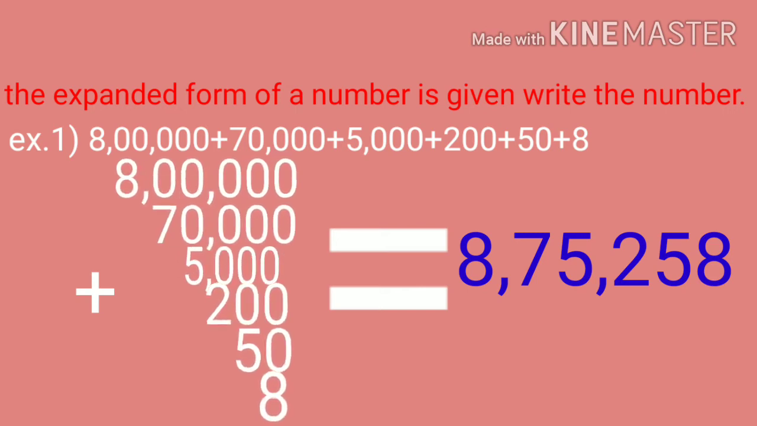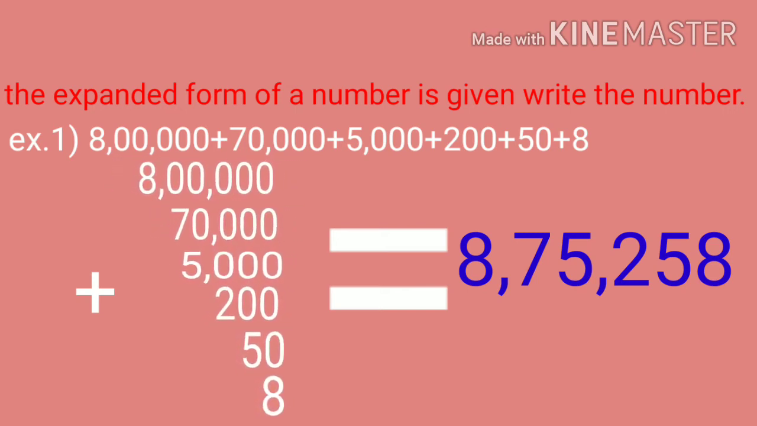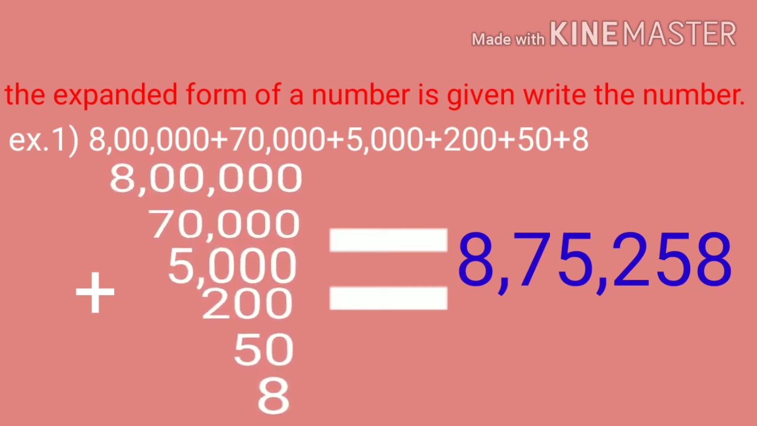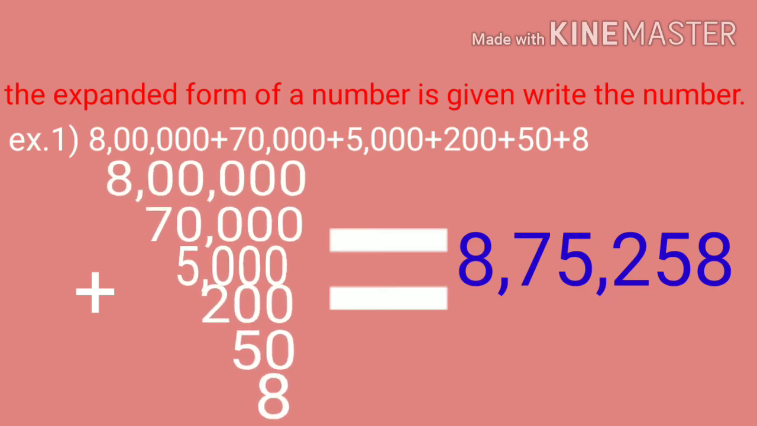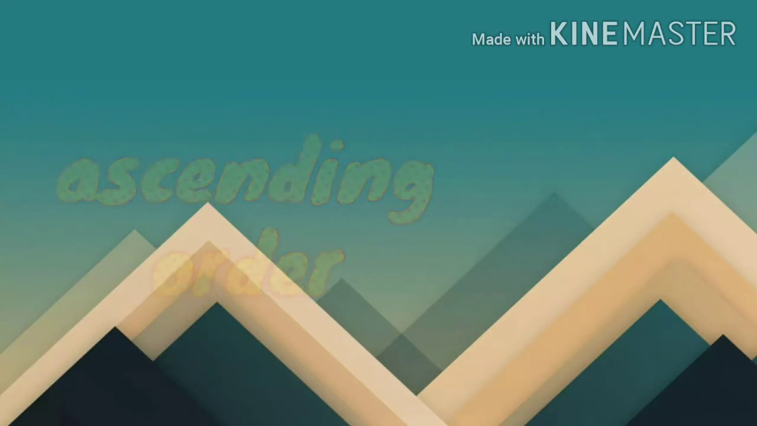Write the number. There is one example: 8 lakh plus 70,000 plus 5,000 plus 200 plus 50 plus 8. Add all these values and we get 8,75,258. Next point is ascending order.